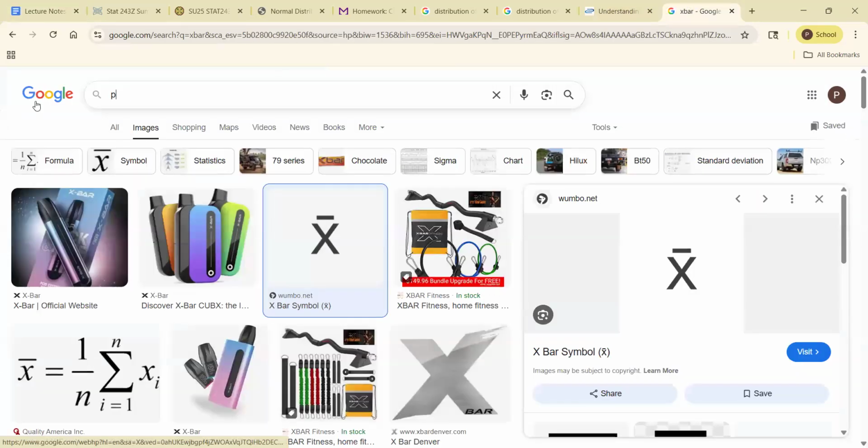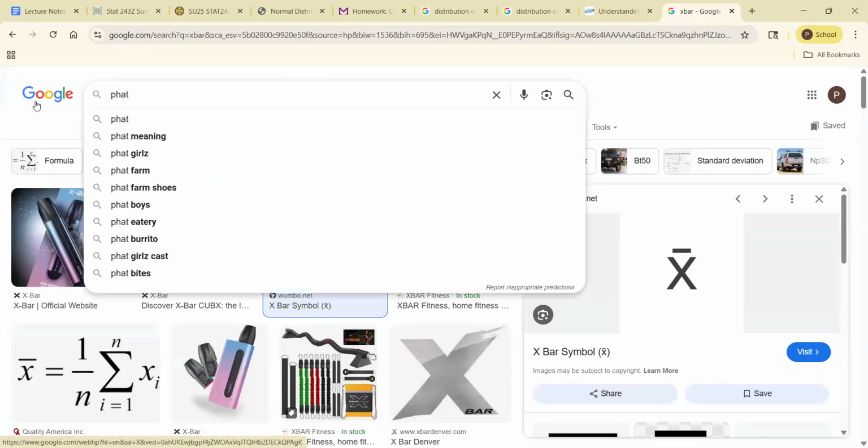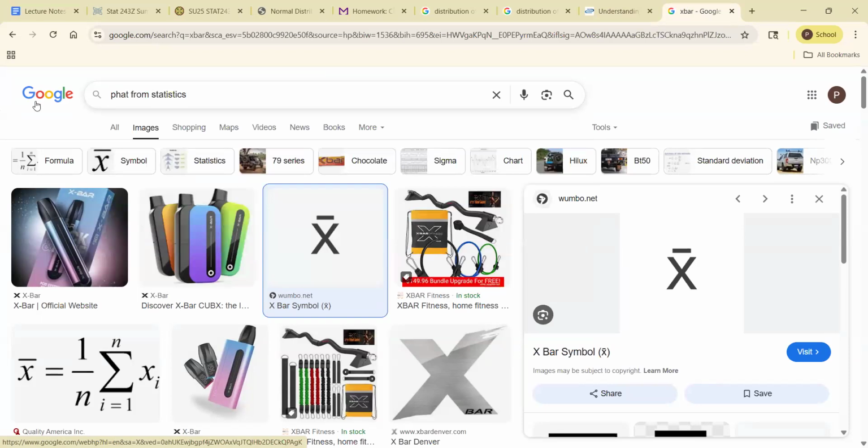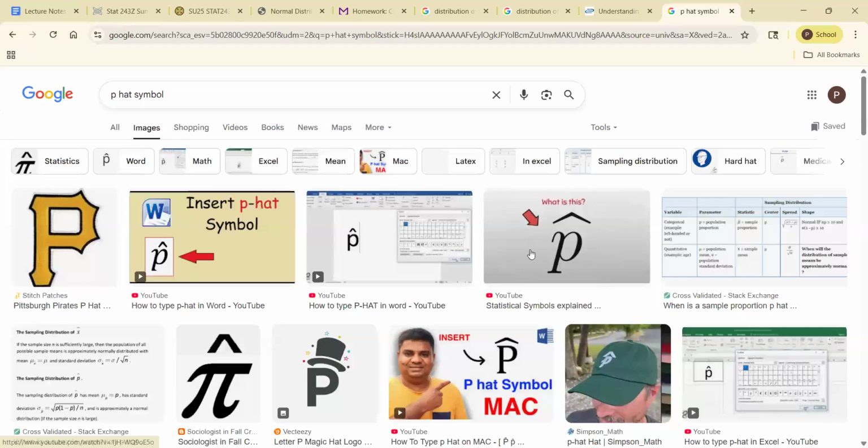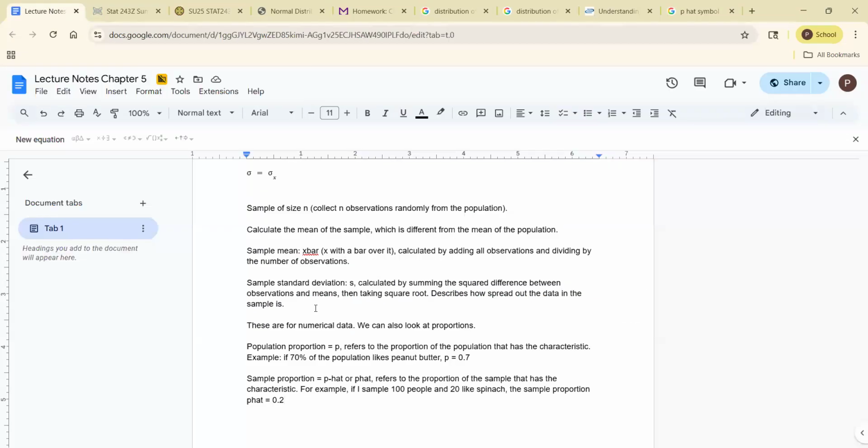And let's see if I can look at P hat. All right, I found it. This right here is called P hat. It's P with the little caret on top of it. So when you see that, you're looking at the sample proportion. All right, so that gets us started. Now let's talk about the central limit theorem.